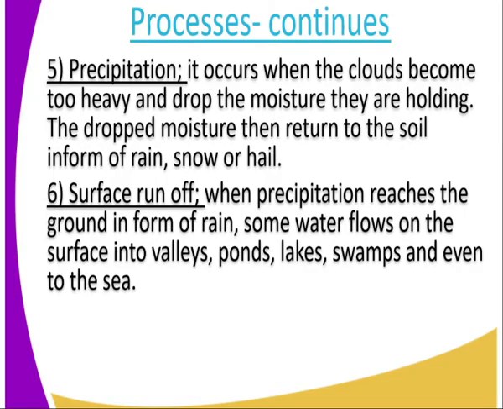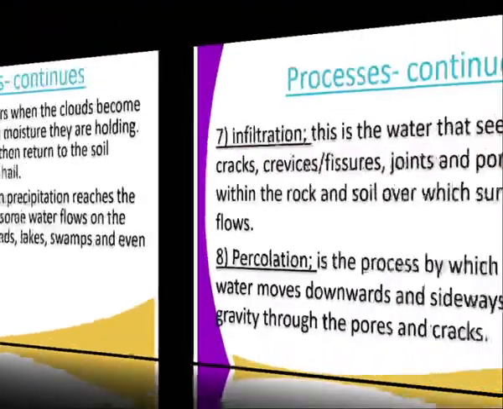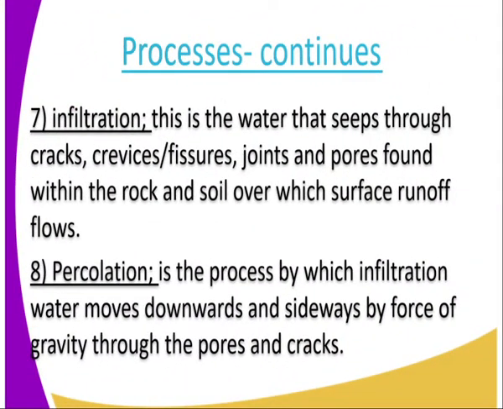Then number 6, we have the surface runoff. When precipitation reaches the ground in form of rain, some water flows on the surface into valleys, ponds, lakes, swamps, even into the sea. That is what we refer to as the surface runoff. Then we have infiltration. This is when water gets to the land and seeps through the cracks, crevices, fissures, pores found within the rock and soil over which surface runoff flows. That is the process we refer to as infiltration.